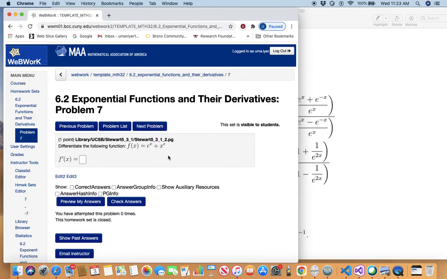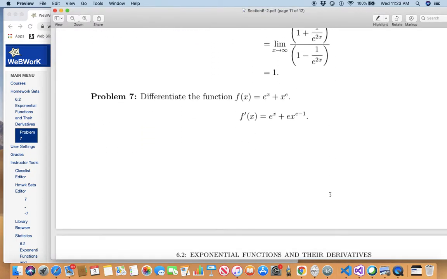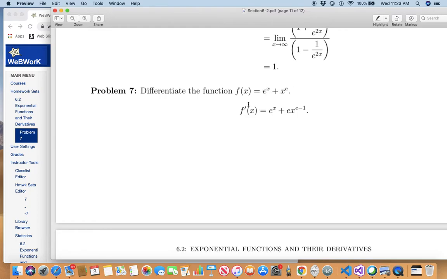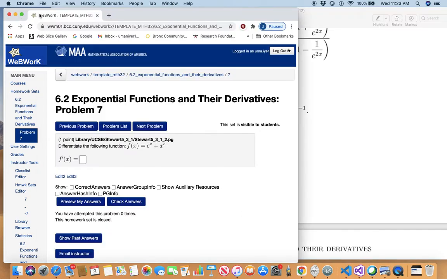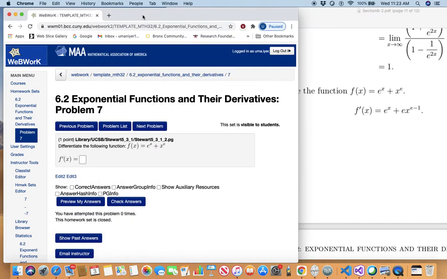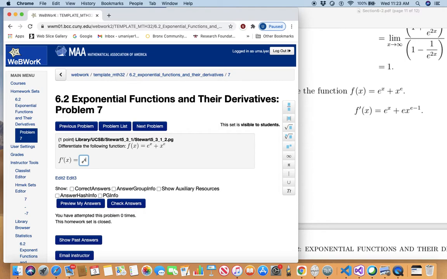Next. Find the derivative of e to the x plus x to the e. The derivative of e to the x is e to the x, plus the derivative of x to the e. Remember, e is simply a number, so bring the e down, x to the power e minus 1. So the derivative is e to the x plus e x to the power e minus 1. That's it.